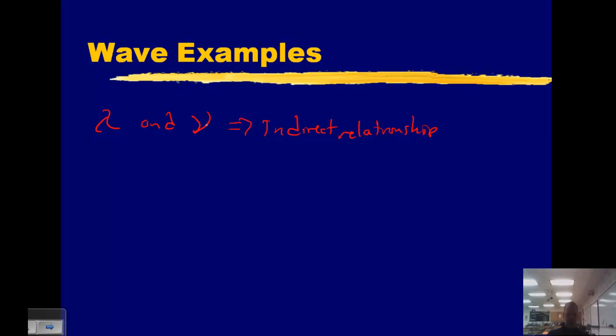The equation that actually comes out of this is velocity of light, which is the letter C, or for any general wave, velocity equals frequency times wavelength. The speed at which the wave travels equals the frequency times the wavelength. They're an indirect relationship.